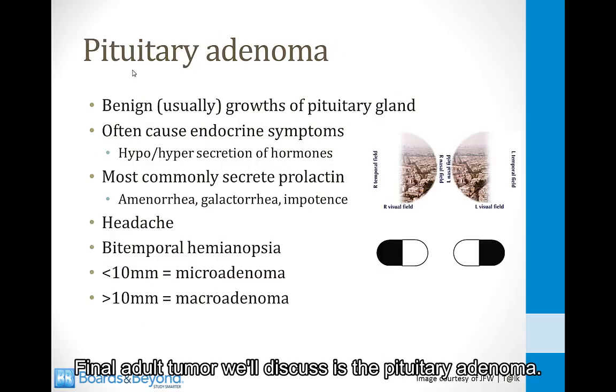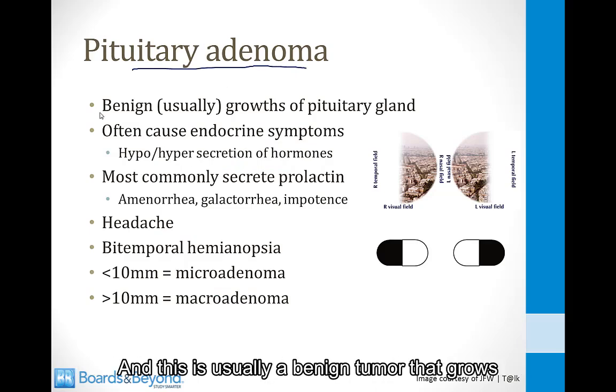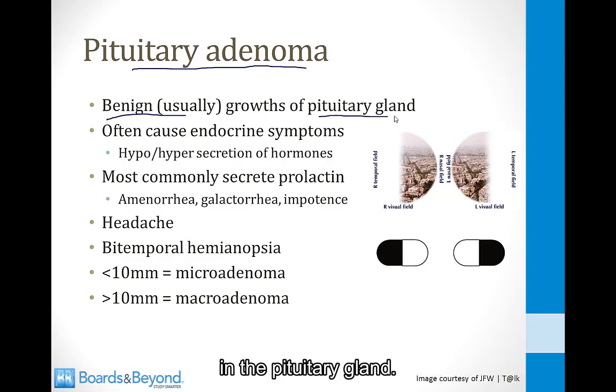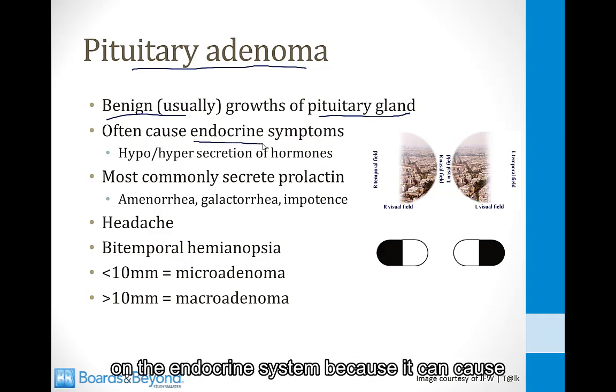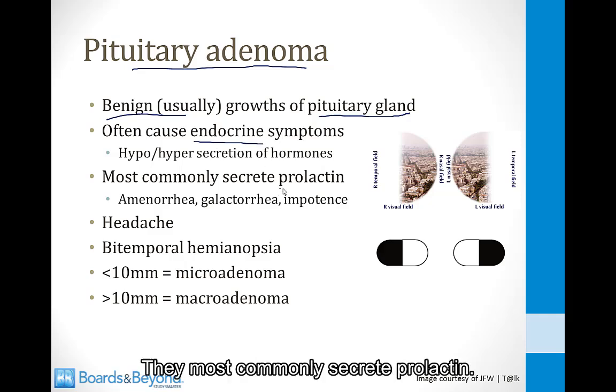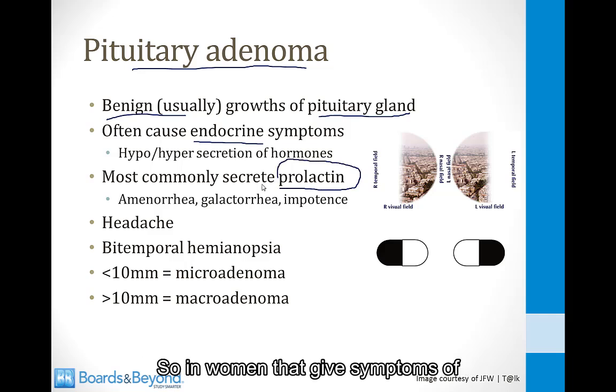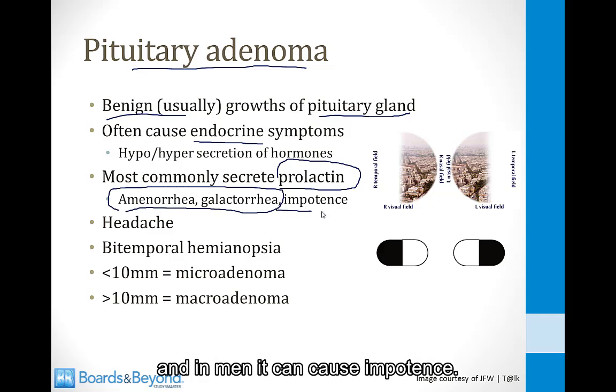Final adult tumor we'll discuss is the pituitary adenoma, and this is usually a benign tumor that grows in the pituitary gland. Its biggest problem is often its effect on the endocrine system because it can cause increase or decrease secretion of hormones. They most commonly secrete prolactin, so in women that gives symptoms of amenorrhea and galactorrhea, and in men it can cause impotence. They also present with a headache.